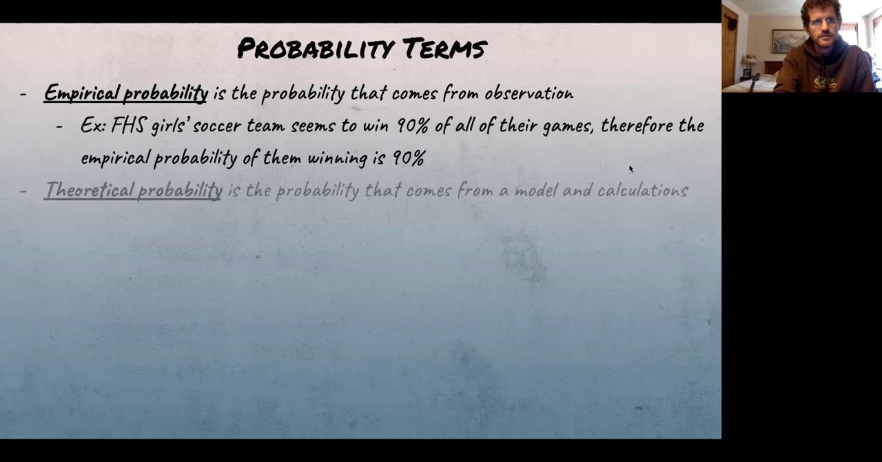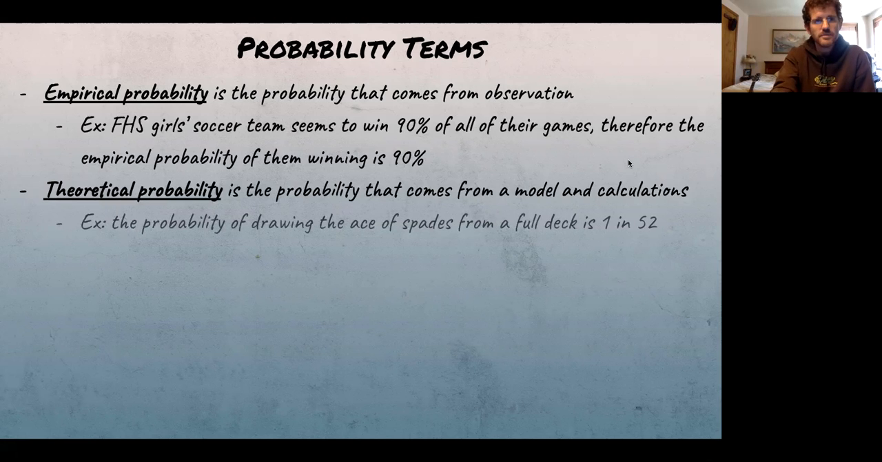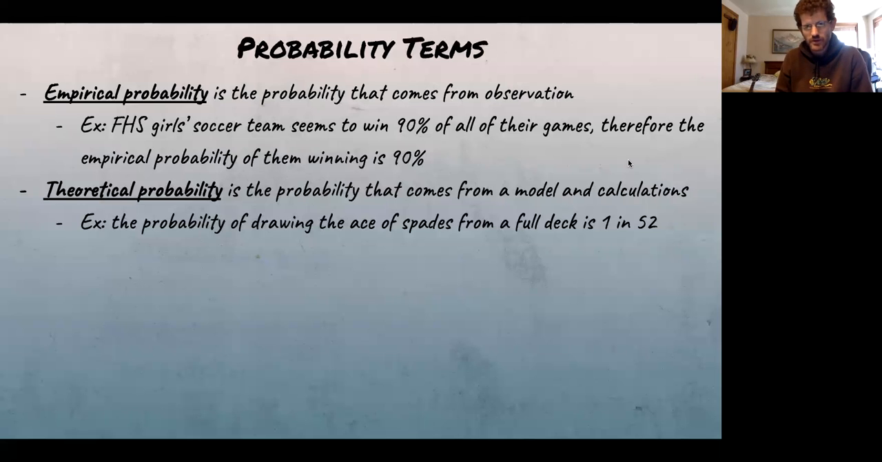All right. The theoretical probability is something that comes from a model and calculations, I guess you could say. So something like this: the probability of drawing the ace of spades from a full deck is 1 in 52. I didn't sit there and experiment to figure out what that probability is. I just told myself there's 52 cards. I'm looking for one specific card. There's a 1 in 52 probability I'm going to get it. Pretty straightforward idea, but that theoretical probability versus empirical probability, that'll be a big distinction, and we'll talk about that a little. We'll do some problems using those two different types tomorrow.